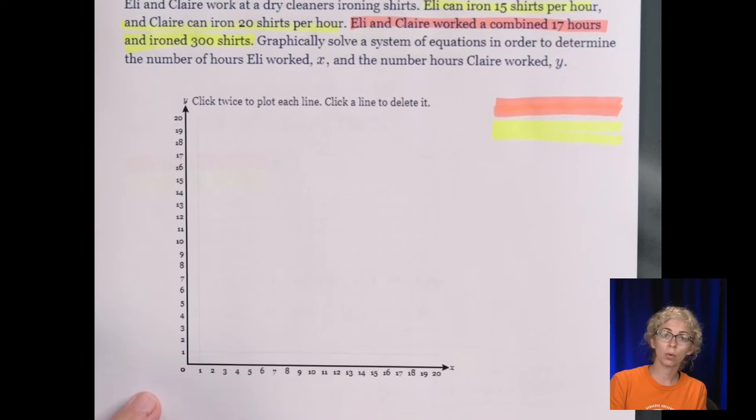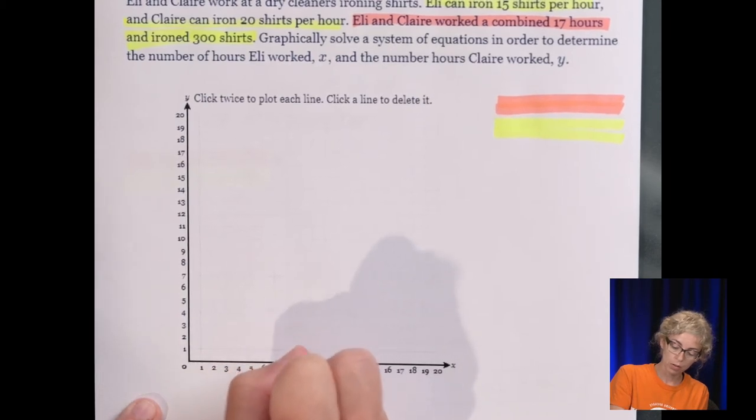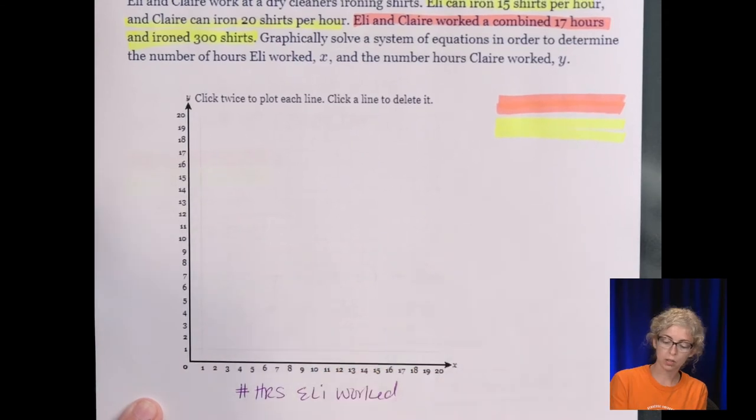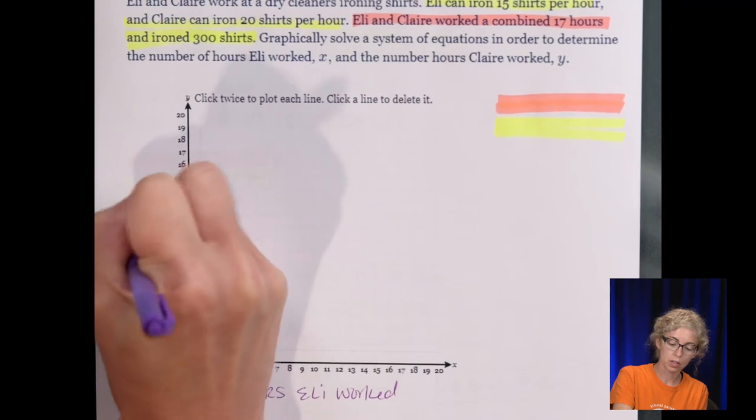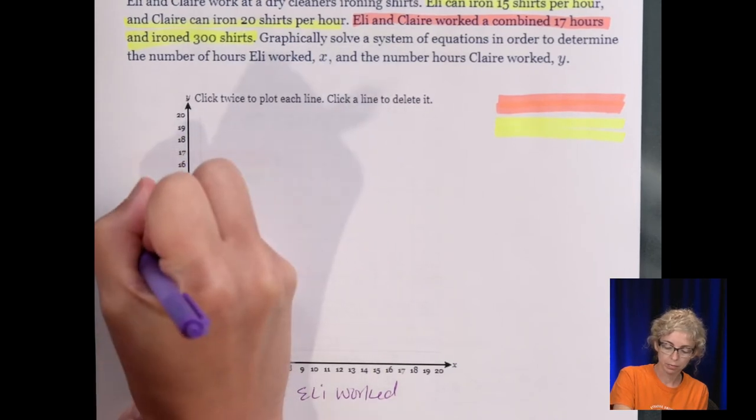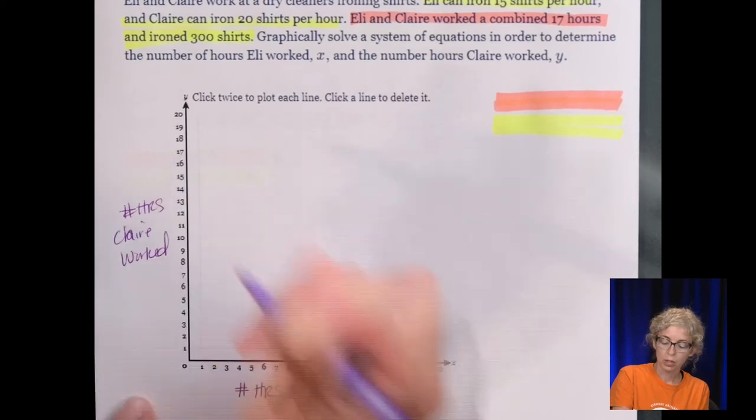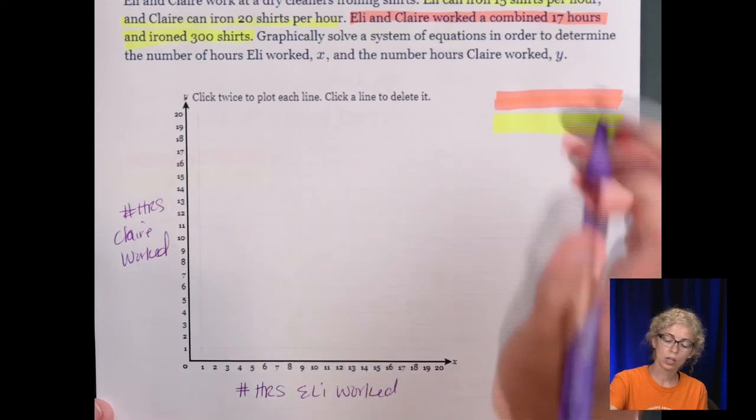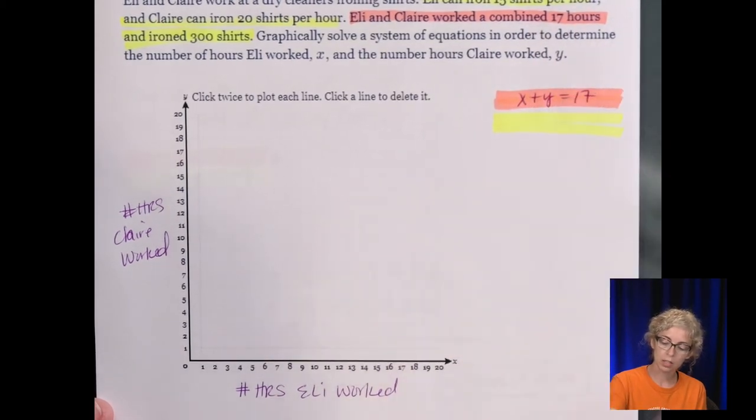We can, though, label our axes. So number of hours Eli worked, even though I don't have to do this on Delta Math. And this is the number of hours Claire worked. So if I'm writing the equation, they worked a total of 17 hours. So that's just going to be, in pink, x plus y is 17.